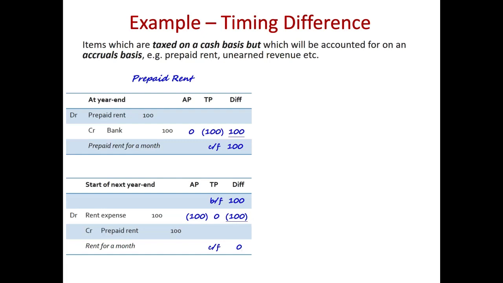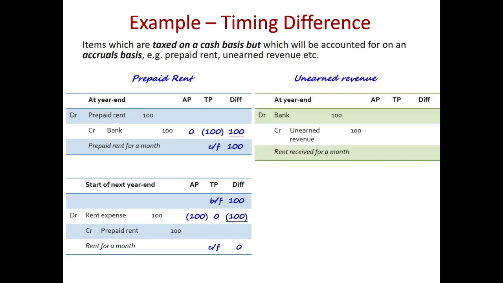Because of those timing of recognitions of the items, it affects the taxable profit versus the accounting profit in that particular year when you are recognizing the item. So I'm going to give you another example. This time, we are looking at unearned revenue. Unearned revenue means you are now the seller, but you receive money in advance from your customers. So you debit bank, credit unearned revenue.